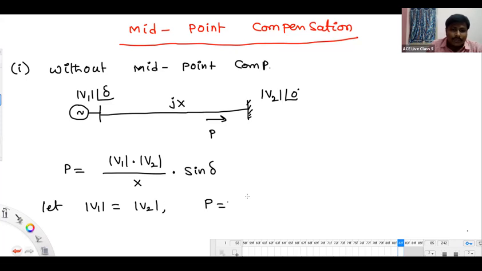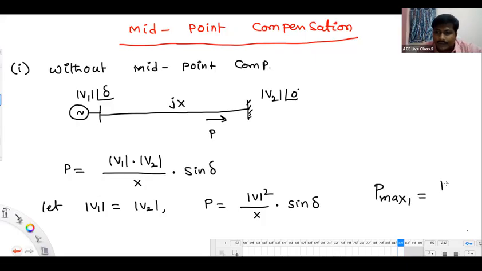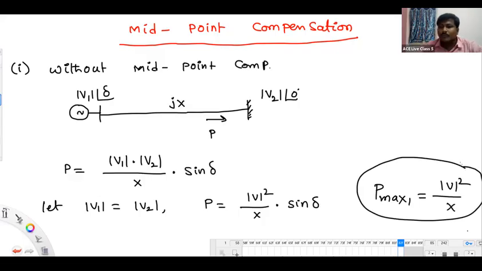Then what is the power flow here? Mod V square by X into sine delta. And whatever the value mod V square by X we have, that we are going to name as the maximum power transfer capacity of the network without keeping the midpoint compensation. Mod V square by X is the maximum power transfer capacity of the network that we are calling P maximum 1.